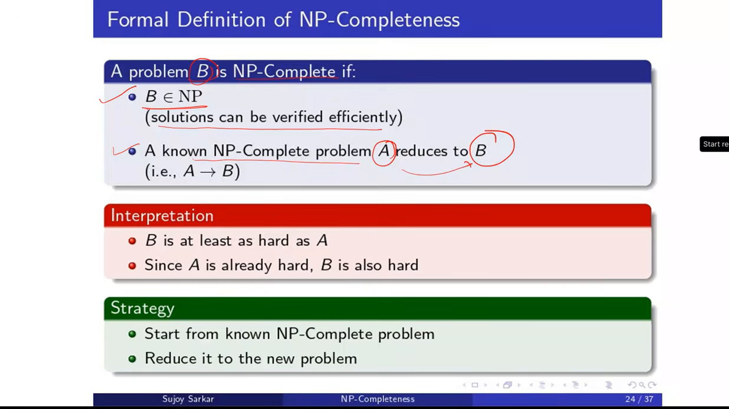Okay. And the interpretation is B will be at least as hard as A. Since A is already hard, B also must be hard. Okay. And the strategy, as I told, is we start from a known NP-complete problem and we reduce it to a new problem.